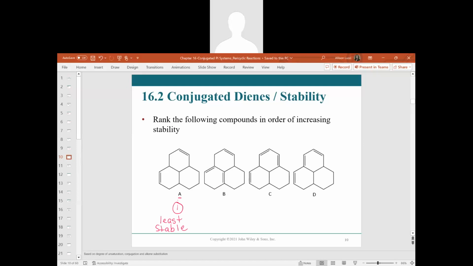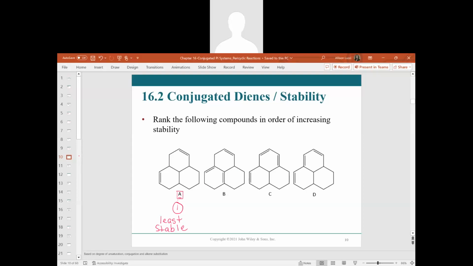And there's a combination of reasons why we can make this determination: the degree of unsaturation, the degree of conjugation, and also the degree of alkene substitution. For all of those reasons, we would find that compound A would be the least stable. It has no conjugated pi bonds.